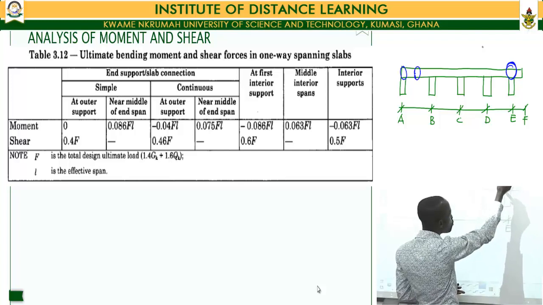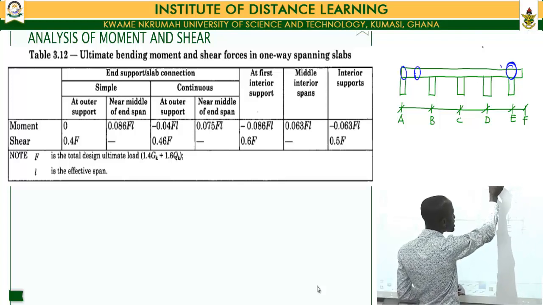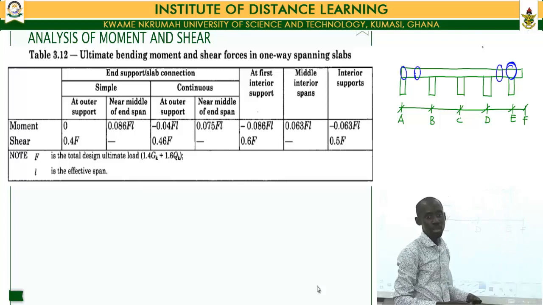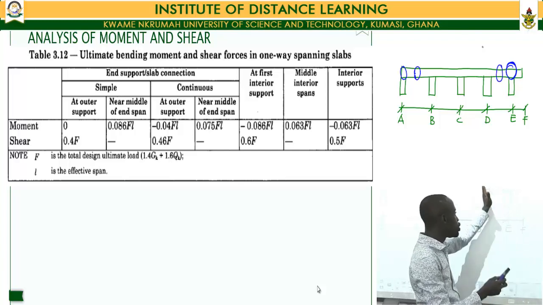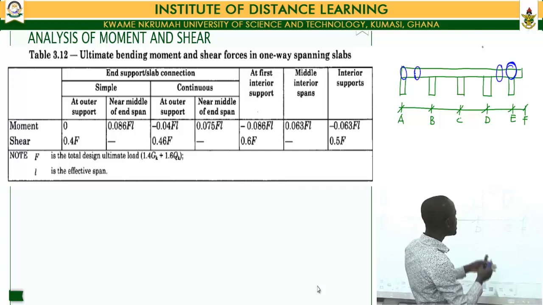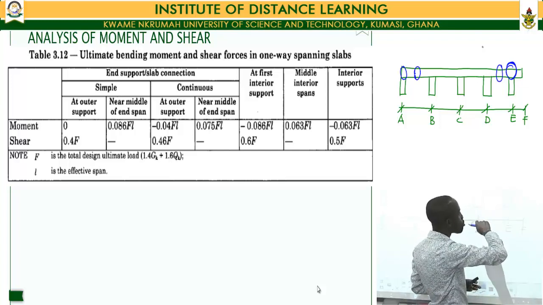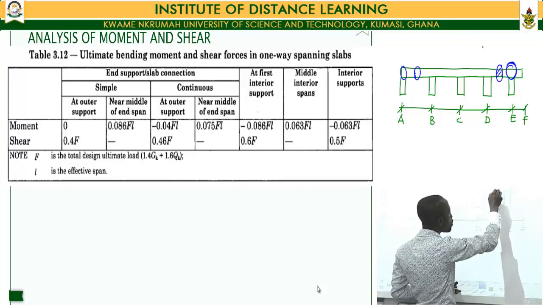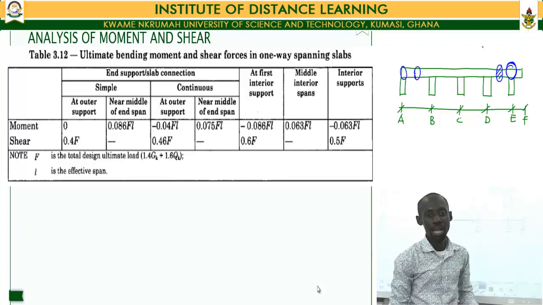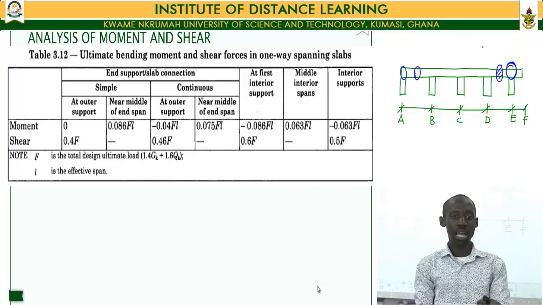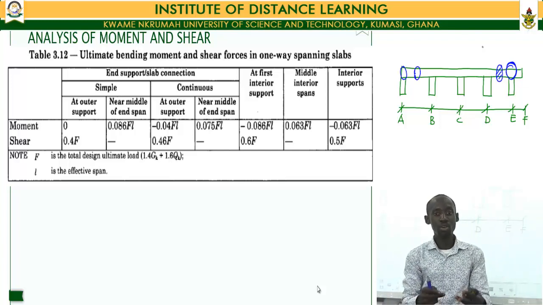And the near middle of end span is also making reference to the analysis of the type of moment or shear that would occur at the mid span of the end span. The end span is the span just before our last support point. Whatever analysis would occur at this point is what the code is referring to as the near middle of end span. Now, having finished with our end support and slab conditions, we now move to our first interior support.